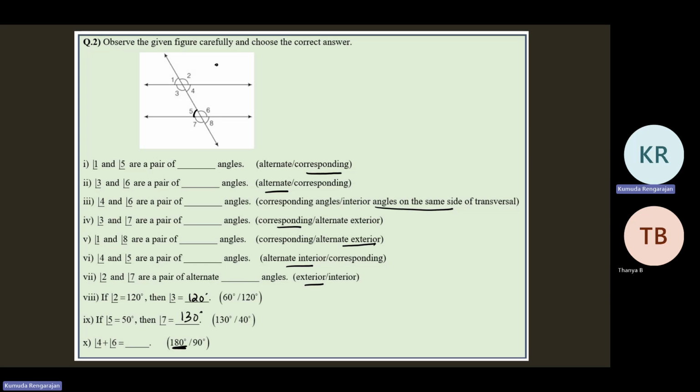4 and 6, both of them are interior angles and they lie on the same side. In this figure, both of them lie on the right side of the transversal. So their sum is 180. Tell me another pair of interior angles whose sum is 180. 3 and 5. Angle 3 plus angle 5 is also 180 degrees.